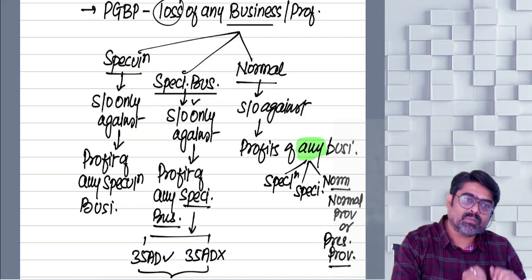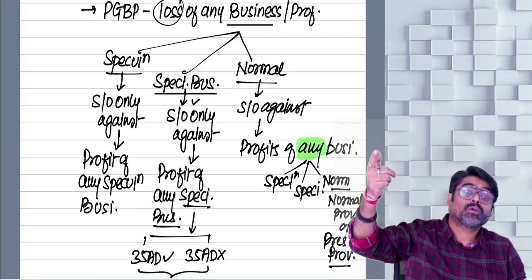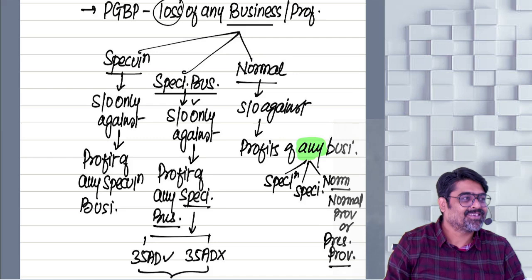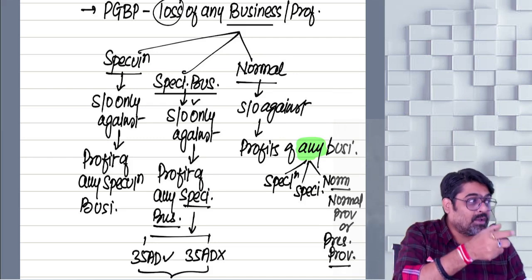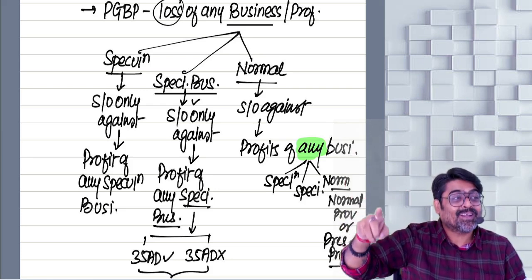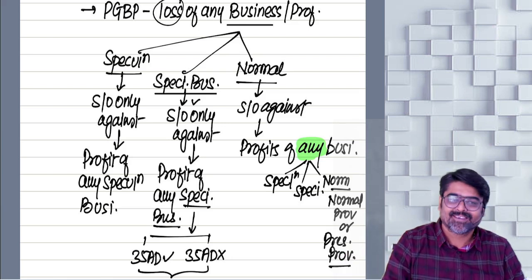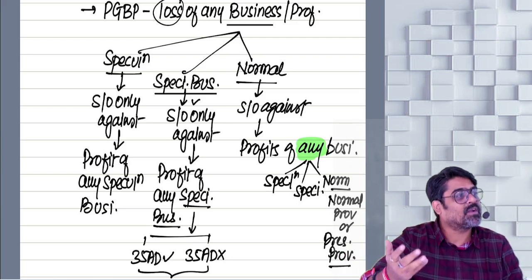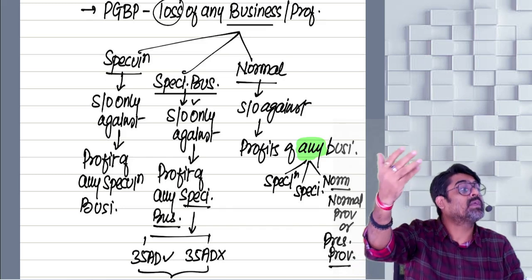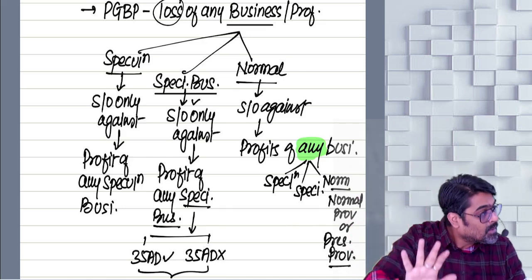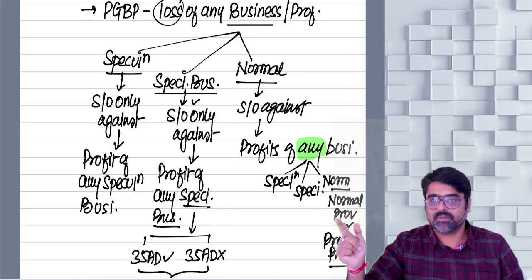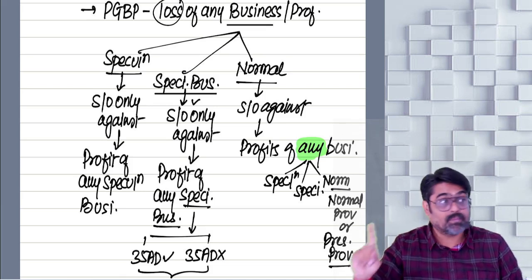So can you set off your normal business loss against the profits of any trading business calculated as per 44AD? Yes. Can you set off loss of any normal business against profits of any transport business calculated as per 44AE? Yes. So even the loss of a normal business can be set off against any business income, whether that business income is calculated by following normal provisions or presumptive provisions will not make any difference. Understanding or not? This is your PGBP head. Most important to remember this thing.